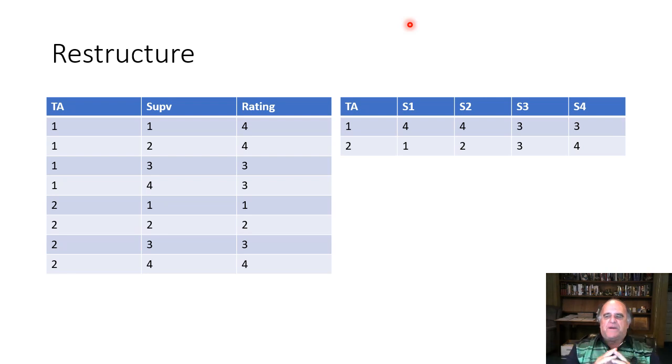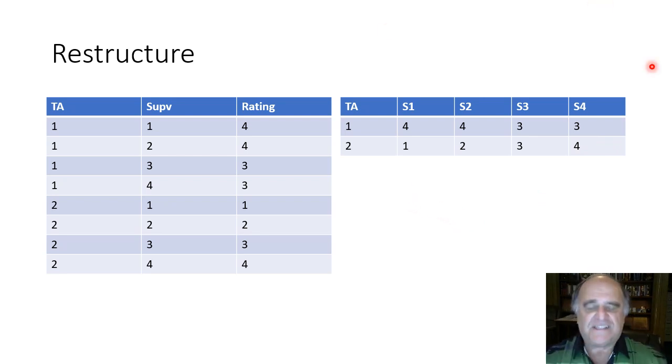For example, maybe we want to calculate coefficient alpha or inter-rater reliability, and so we want it all on one record. So to do that, we just use restructure, and this would be the result. TA1 would have supervisor 1 rating 4, supervisor 2 rating 4, supervisor 3 rating 3, supervisor 4 rating 3. TA2 would have 1, 2, 3, 4, etc. for the rest of our data. So you can see how that would be very useful.